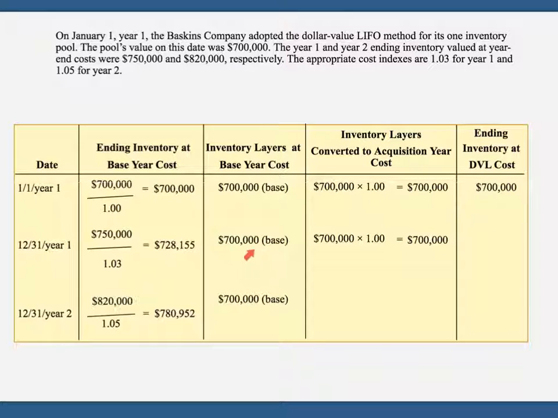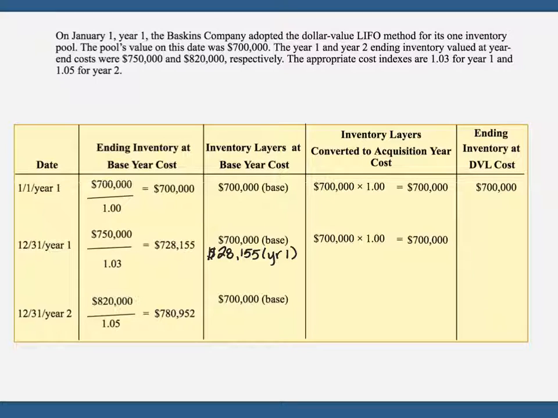So for our layers here, we have our inventory layers at base year cost. We have the $700,000 base that we got from the first part. And now the increase is our second layer for year 1, which is $28,155. And we get that from subtracting $728,155 minus $700,000. So let's plug that in: $28,155. And that's our year 1 layer.